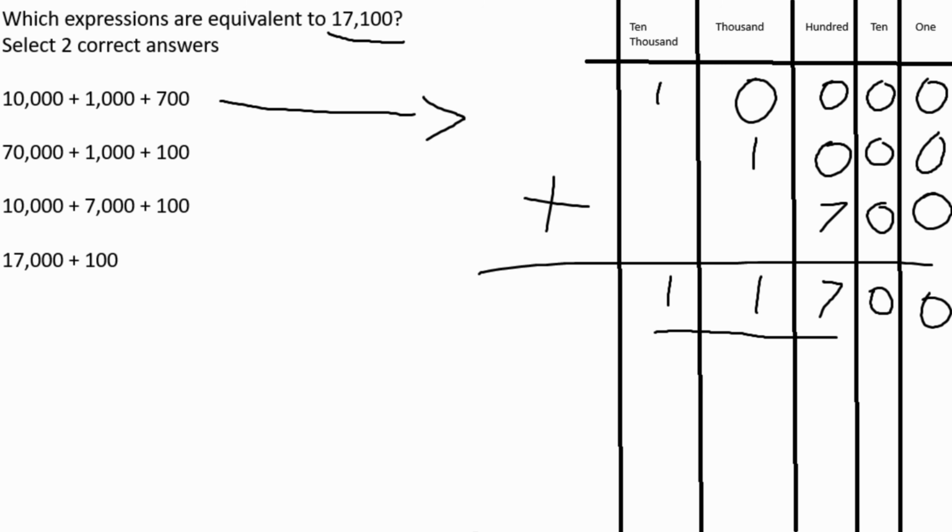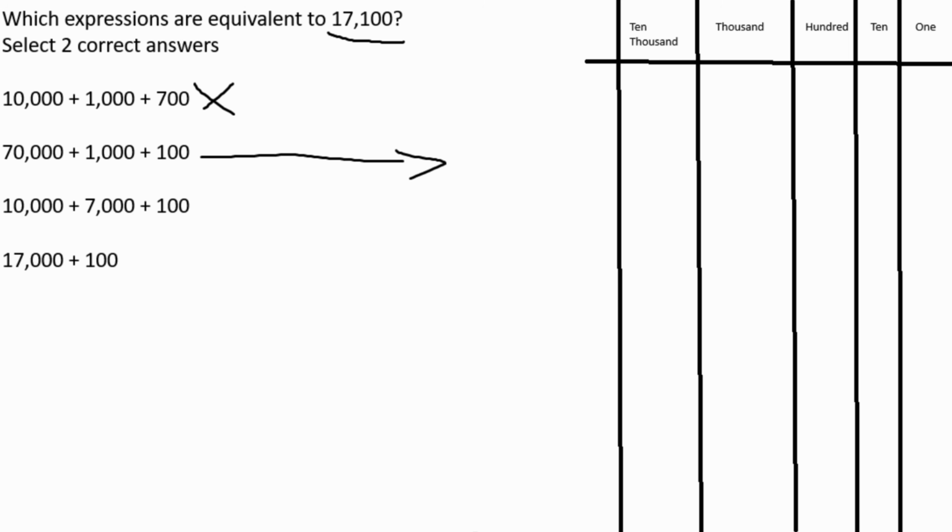As you can see, the first 3 numbers are wrong. All right, let's check our next answer choice. We're going to have a 70,000, which is the first number we're going to put in our place value chart. 0 in the thousands and a 7 in the 10,000s place. I'm going to add 1,000 to that.